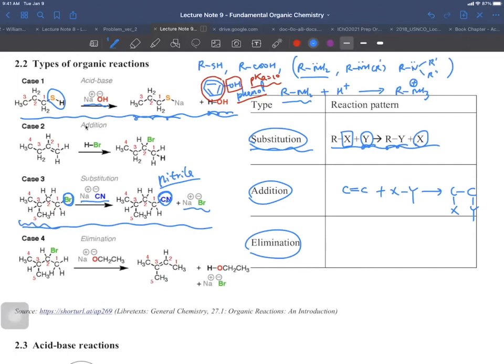Let's have a look at this example. C=C double bond reacting with HBr. The H is added, the Br is added. But you probably realize there is some regiochemistry issue. So which place? Region.